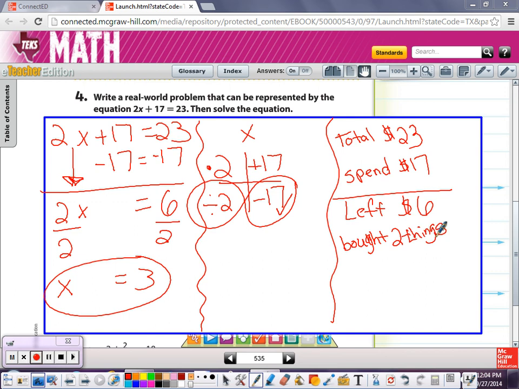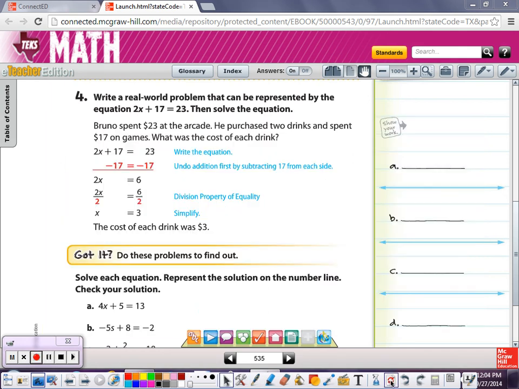And using this, I'm going to go ahead and take this off the screen. You should have it on your notes, and you can look back at what the book wrote. And the book uses this information, and they said Bruno spent $23 at the arcade. So that's our total that he had. He purchased 2 drinks, so there's our dividing by 2, and he spent 17 on games. There's our subtraction of 17, all in a word problem.